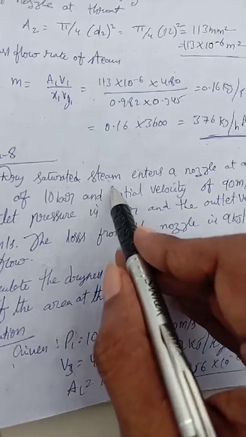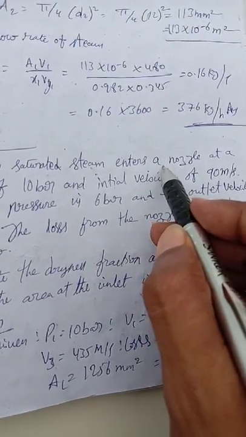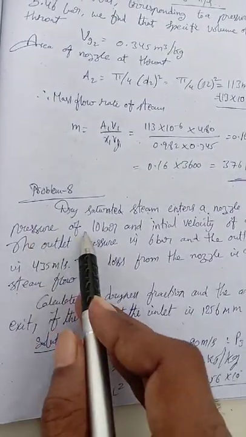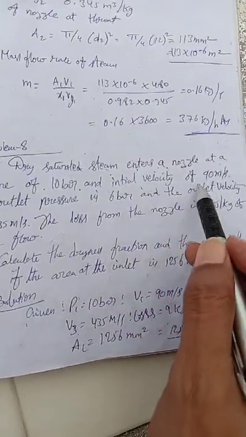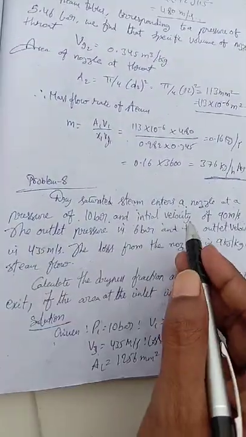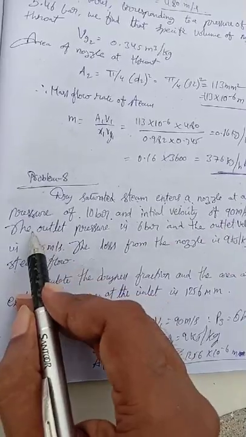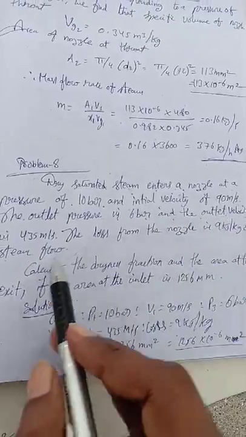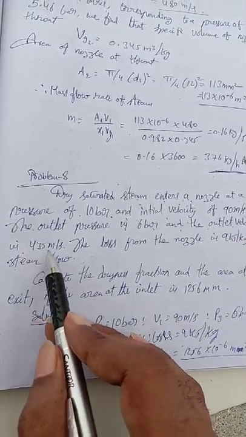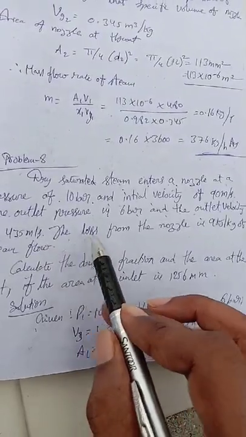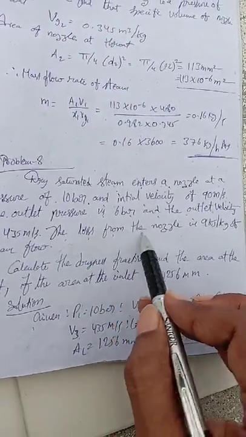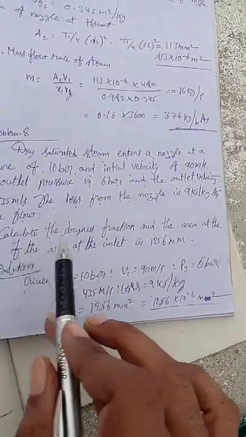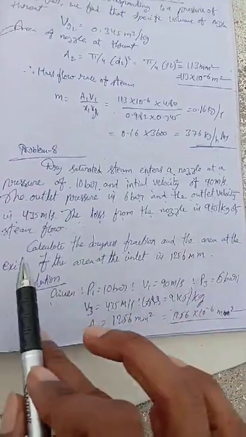Dry saturated steam enters a nozzle at a pressure of 10 bar and an initial velocity of 90 meters per second. The outlet pressure is 6 bar and the outlet velocity is 435 meters per second. The losses from the nozzle are 9 kilojoules per kg of steam flow. Calculate the dryness fraction and the area of the exit.